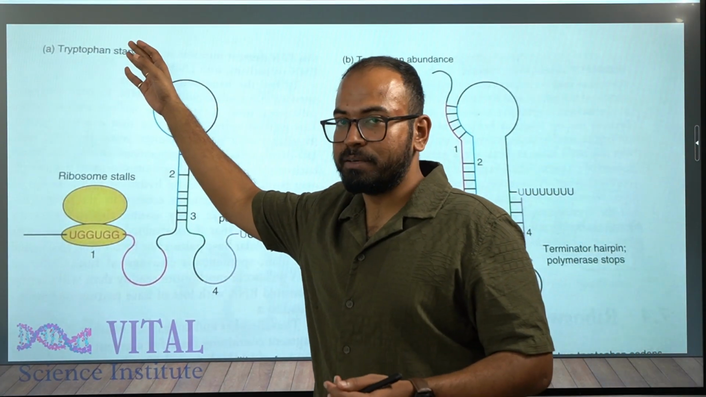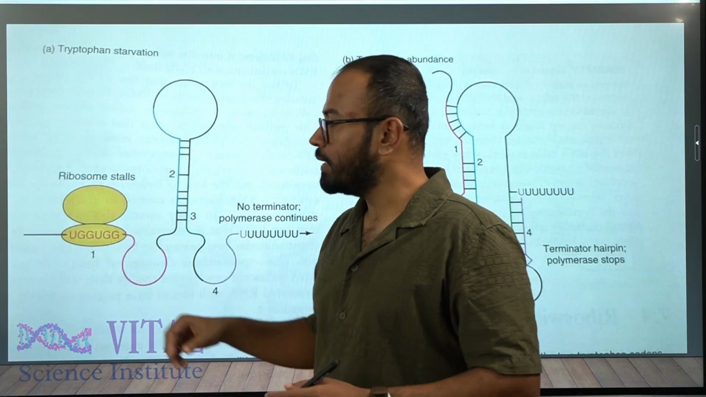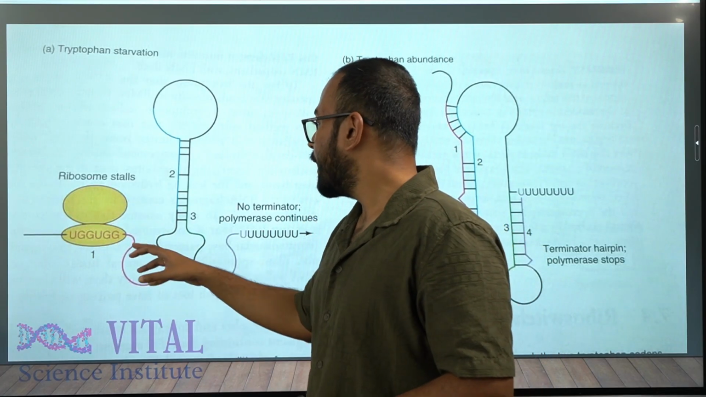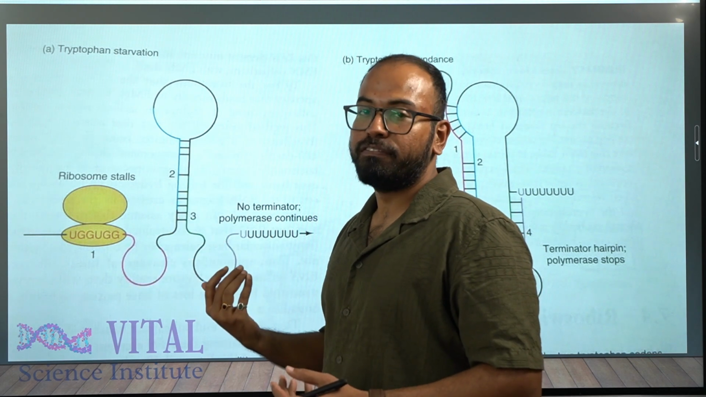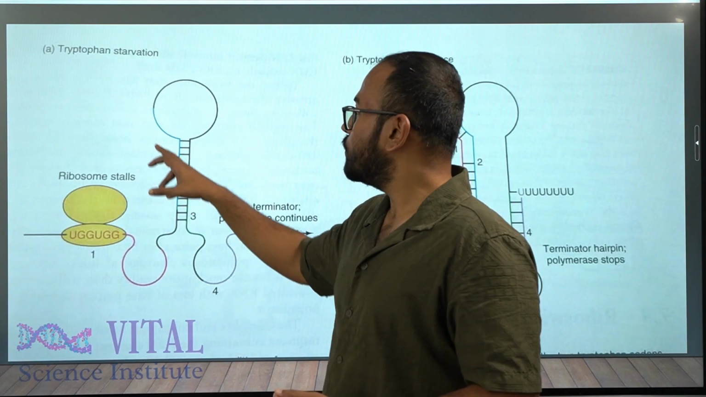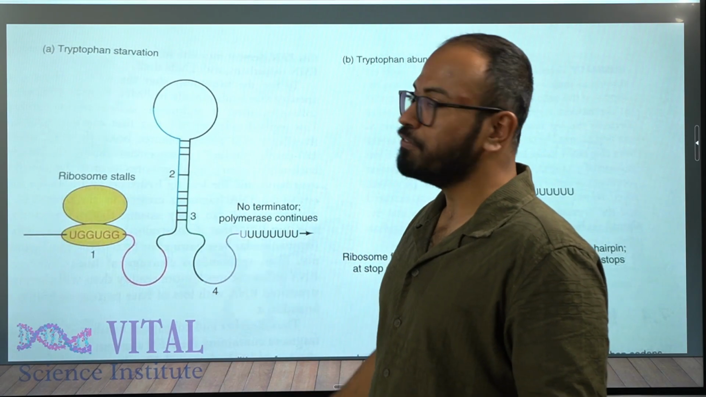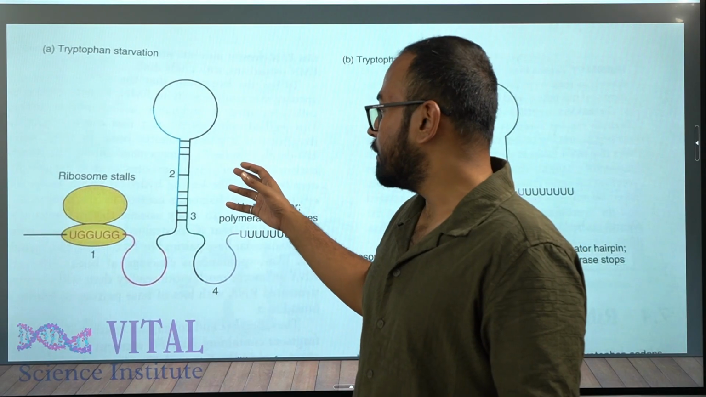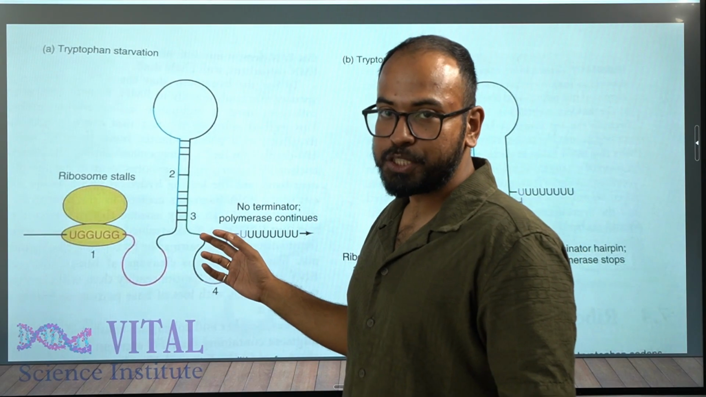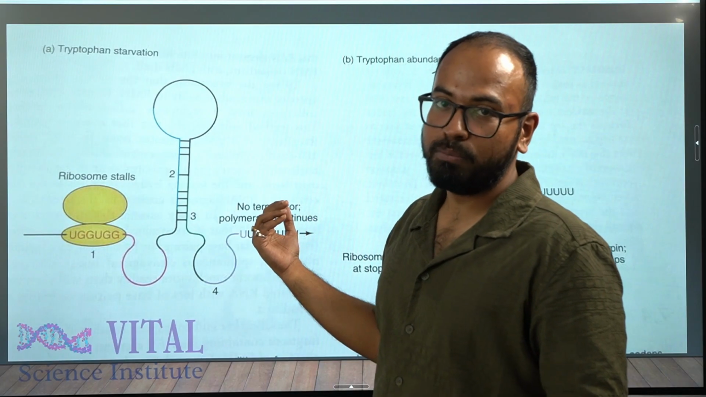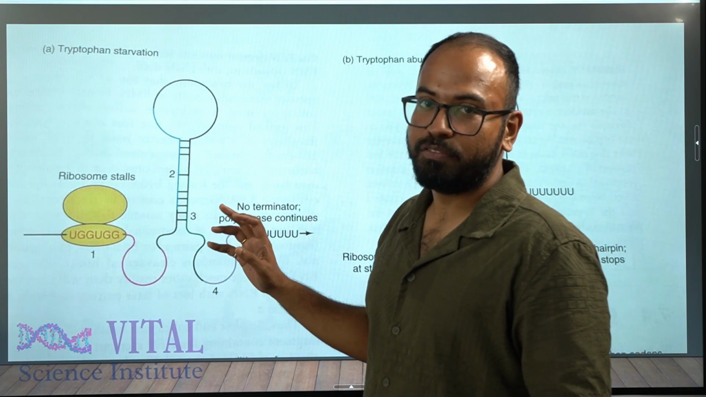Tryptophan starvation, that means tryptophan level is low. Here the ribosome stalls within region 1 at position 10, and we are getting a pairing because 2 and 3 are intra-complementary. 2 and 3 are pairing with each other, and region 4 is free, and the 2 and 3 pairing is not associated with any kind of termination, hence RNA pol will perform its activity. This is how the mechanism takes place regarding the tryptophan operon.